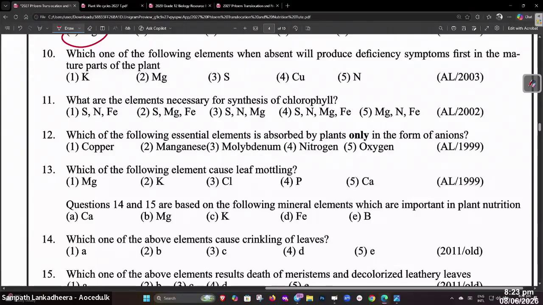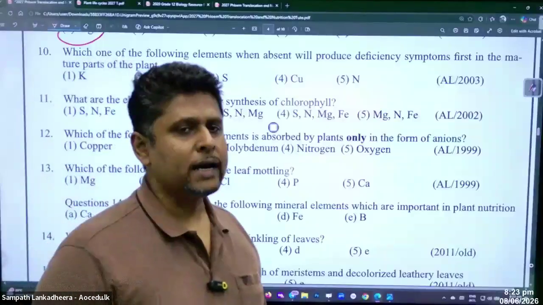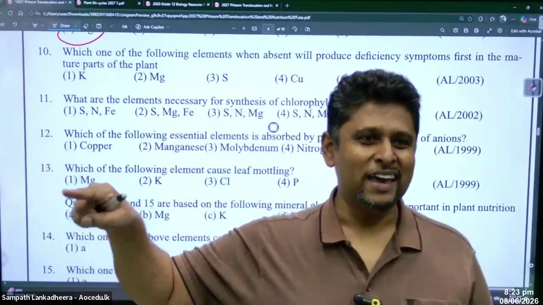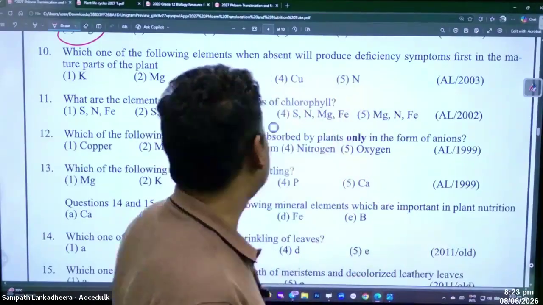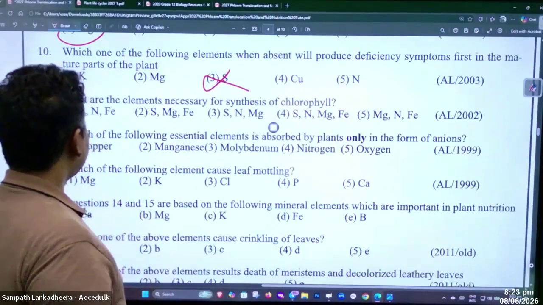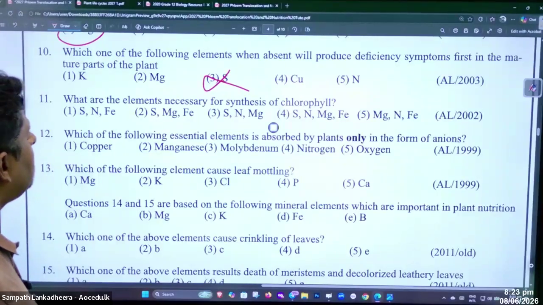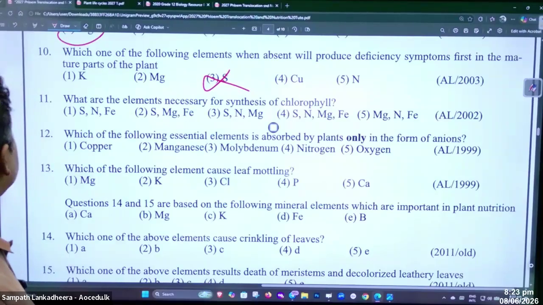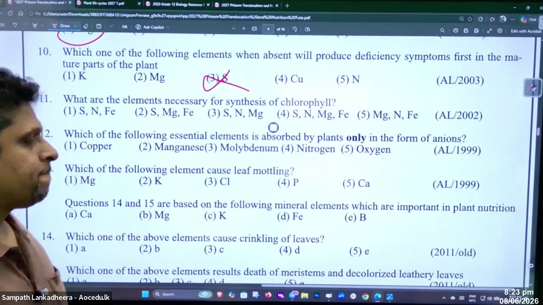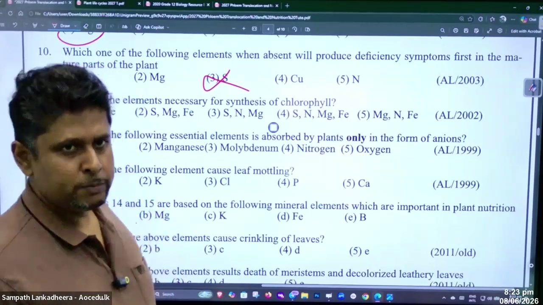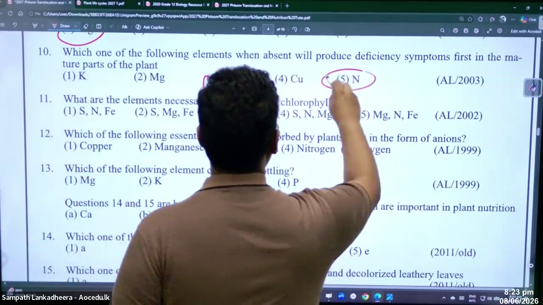Which one of the following elements, when absent, will produce deficiency symptoms first in the mature plant parts? What's your answer, people? Sulfur you can't take, because sulfur deficiency appears in young plant parts, so sulfur is wrong. Which element when absent will produce deficiency symptoms first in the mature plant parts? Right, so what is your answer? The answer has to be nitrogen.